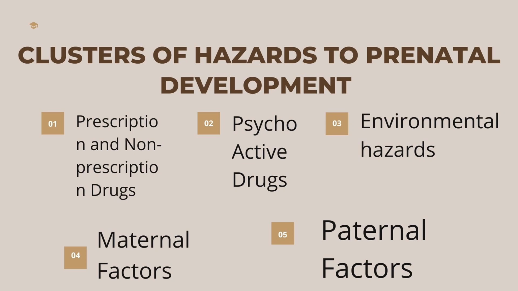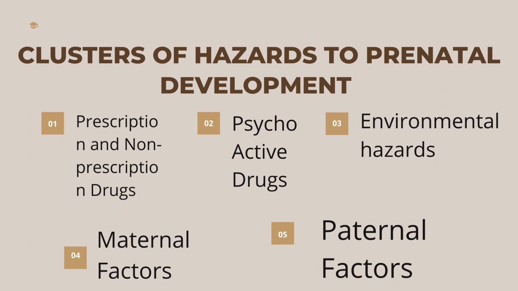Number 1 is prescription and non-prescription drugs. For example, prescription drugs such as antibiotics can be harmful to the developing fetus. Non-prescription drugs include paracetamol. That's why mothers should be careful about what they are taking. Number 2 is psychoactive drugs. Examples of this are alcoholic drinks, heavy drinking, and caffeinated coffee. Heavy drinking by the pregnant can result in the so-called fetal alcohol syndrome, or FAS.